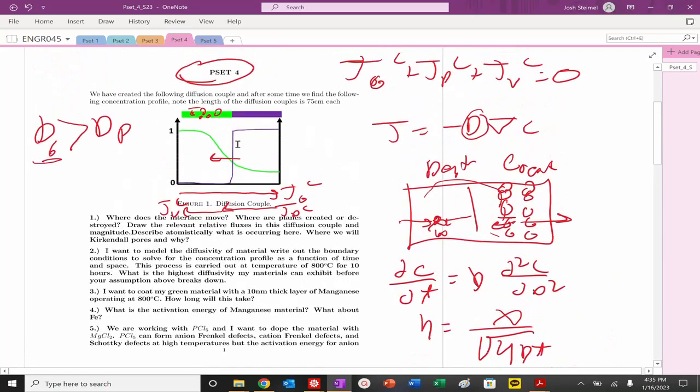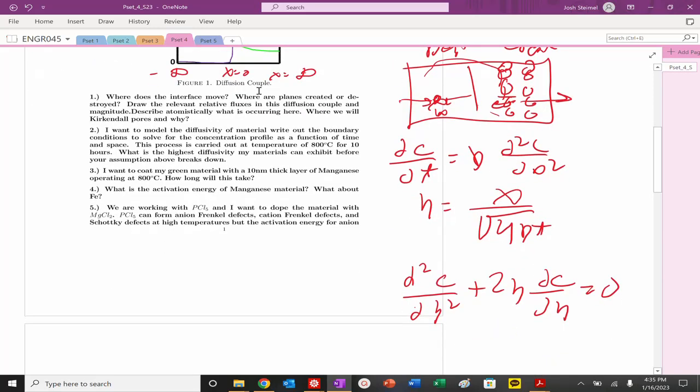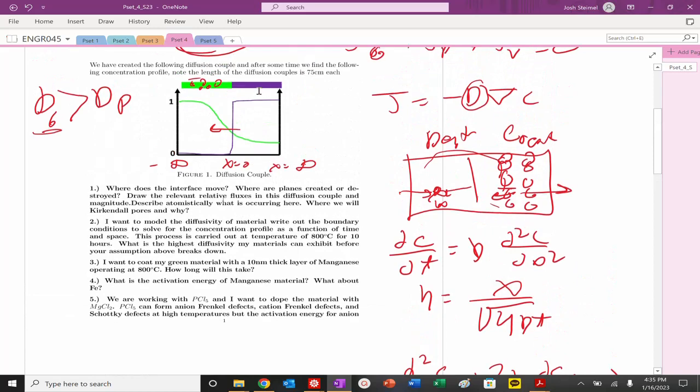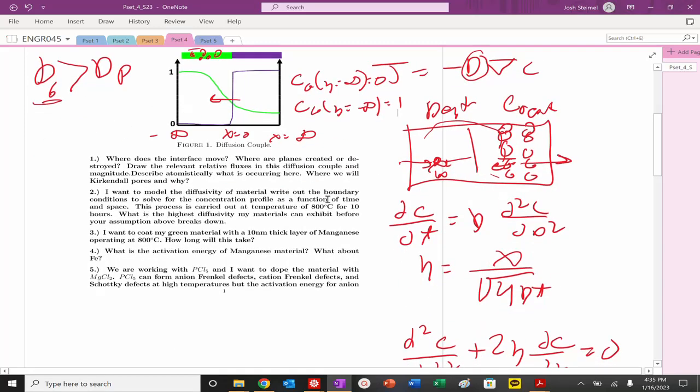So I am going to invoke the semi-infinite solution. I'll draw it right here. I'm going to treat this as x equals 0, this as x equals positive infinity, and this as minus infinity. I need two boundary conditions. For example, for green, I know that the concentration of green when eta is equal to infinity must be 0, and the concentration of green when eta is equal to minus infinity will always be 1. I could do the opposite for the purple. Those are the boundary conditions I need to solve the PDE.